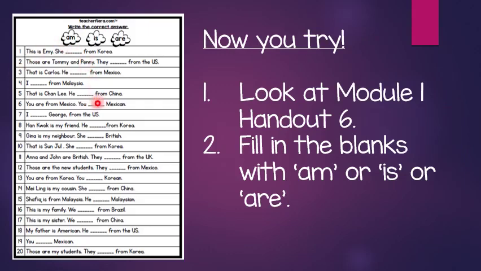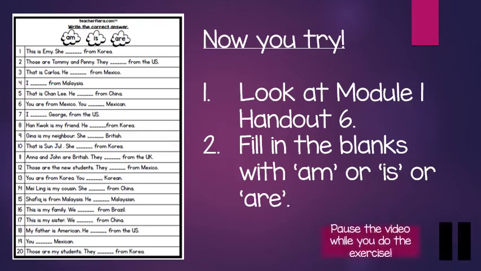Take out this handout. This is Module 1, Handout 6. You are going to fill in the blanks with am, is, or are. If you can't remember, you can always go back in the video so that you can see. Good luck. Remember, pause the video while you do the exercise. Good luck.